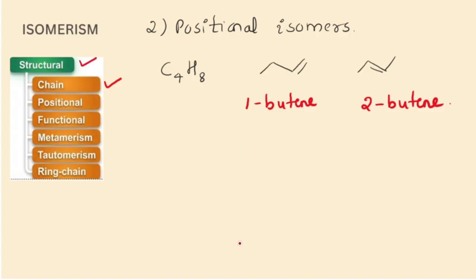Like this. So when you say positional, that means what? The position of the functional group must be different. Okay, so here the functional group is a double bond. So its position is different. That's why it's easy to remember.